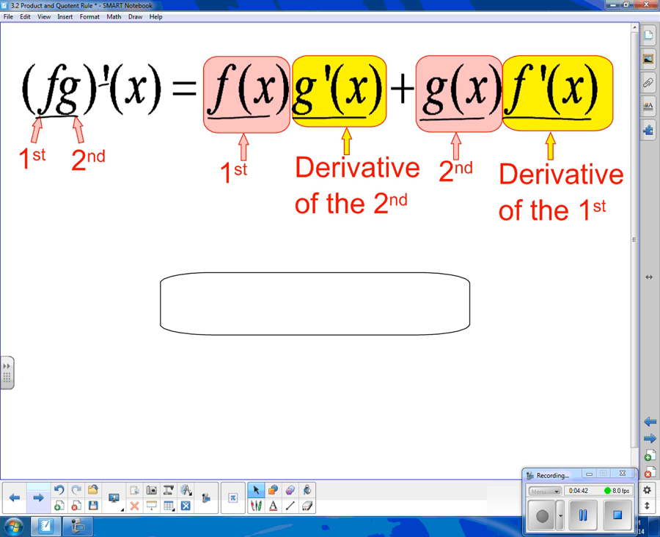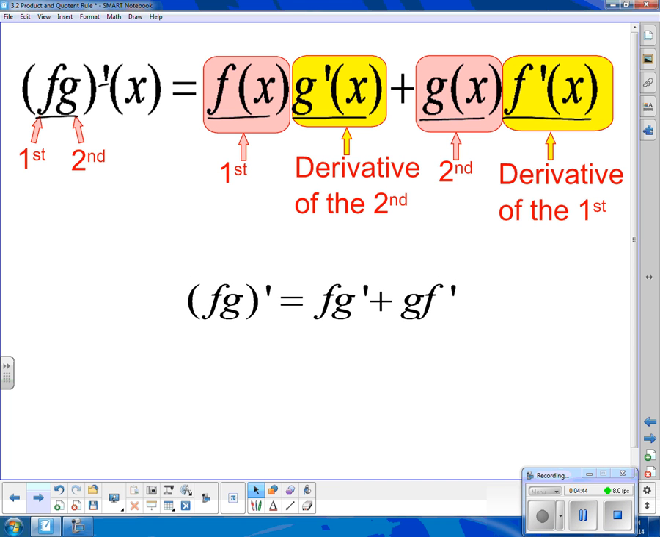We also can simplify things by leaving x out of our equation and simply talking about f times g prime as being our product. And that is f g prime plus g f prime, which says the same thing. It's the first times the derivative of the second plus the second times the derivative of the first.